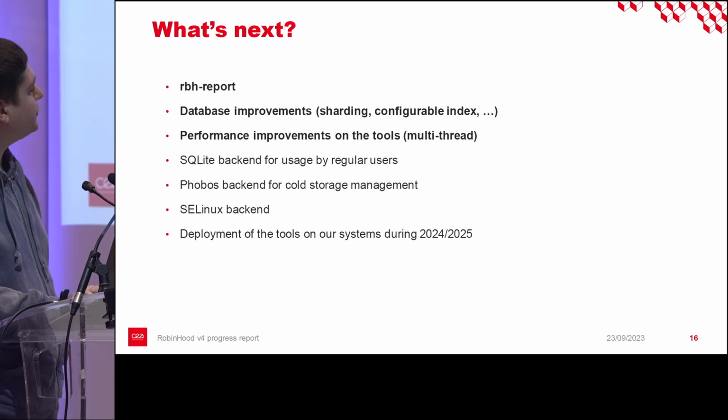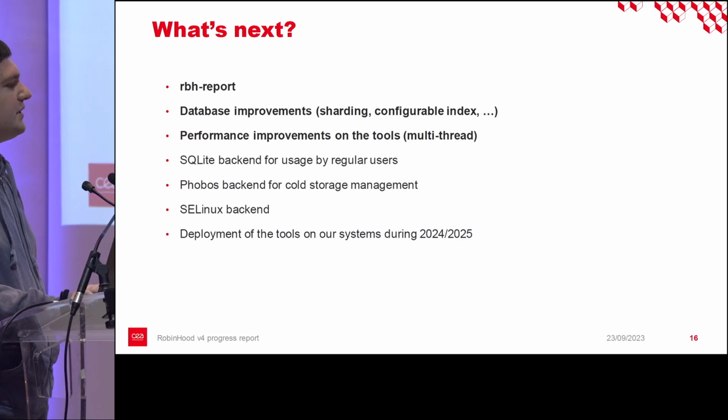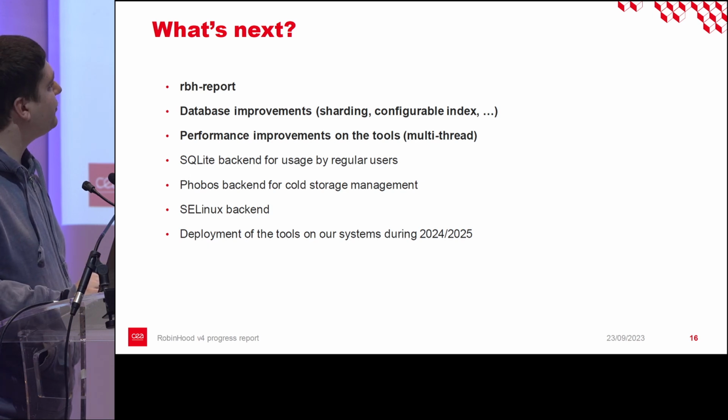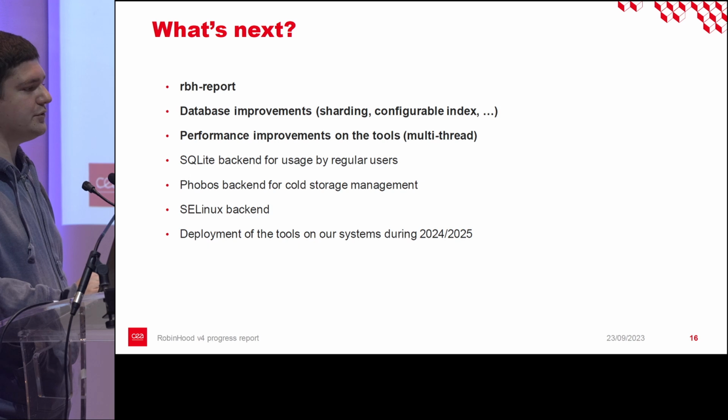So what's next for the tool, for RobinHood 4? We have the report tool, which will be coming before the end of the year. It's the main thing we have to work on. We have to do database improvements, mainly sharding or configurable indexes, and performance improvements of the different tools, mainly through the use of multi-threading.